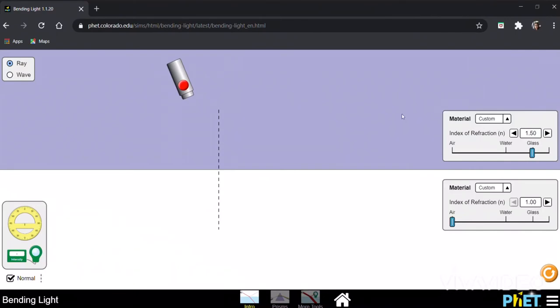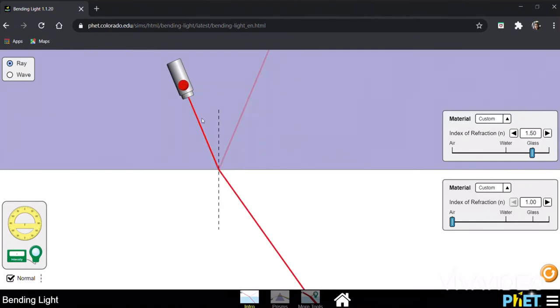or materials, as you can see on the right side of your screen, they have glass. The refractive index for glass is 1.5 and the refractive index for air is approximately 1. So in fact, what we are doing is going from a more dense to a less dense medium. So let's see what happens.